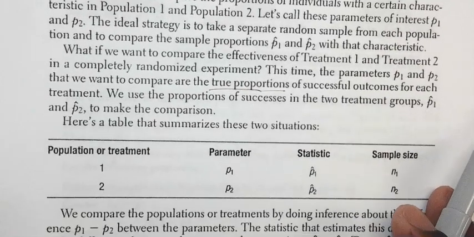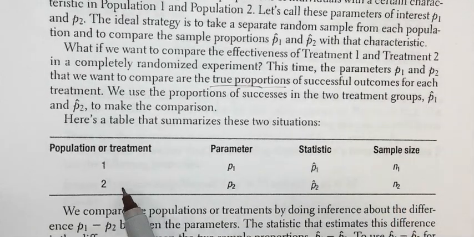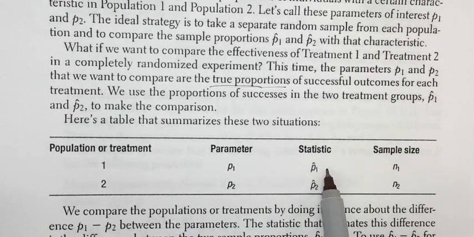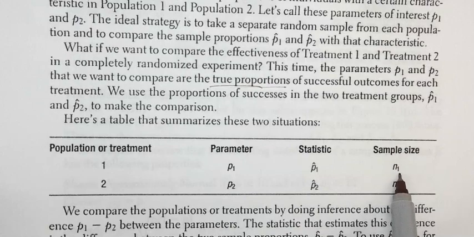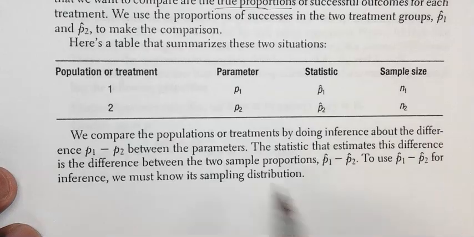Here's a table. So basically, here's treatment 1, here's treatment 2, here are the entire population statistics, and here's the sample set of statistics for the proportions. These are the sample sizes n1 and n2. So we compare the populations or treatments by doing inferences about the difference of the parameters P1 and P2.